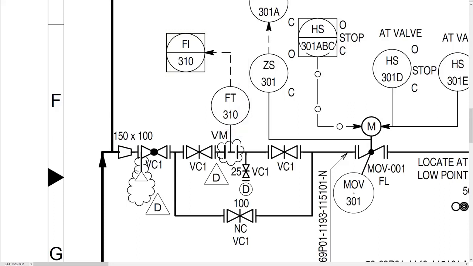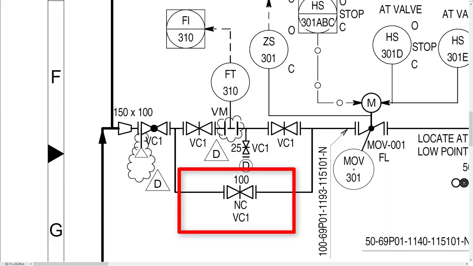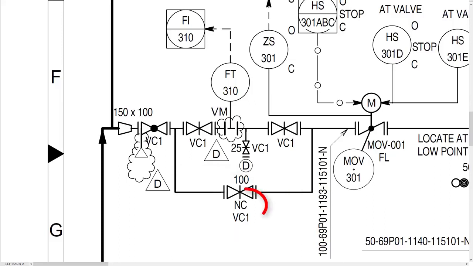From the piping point of view, you can see that a 25 mm drain valve is given in between the two gate valves. The letter D indicates that it is a drain valve, and if it is a V, then it is a vent valve. Of course, if it is a vent, it is shown on the top side, not on the bottom. The bypass valve is also a gate valve which will remain closed during normal operation. You can see the letters NC which indicate the same.